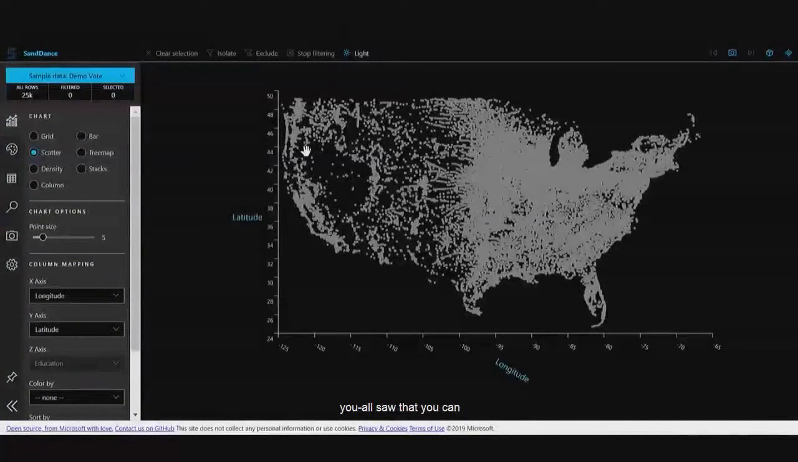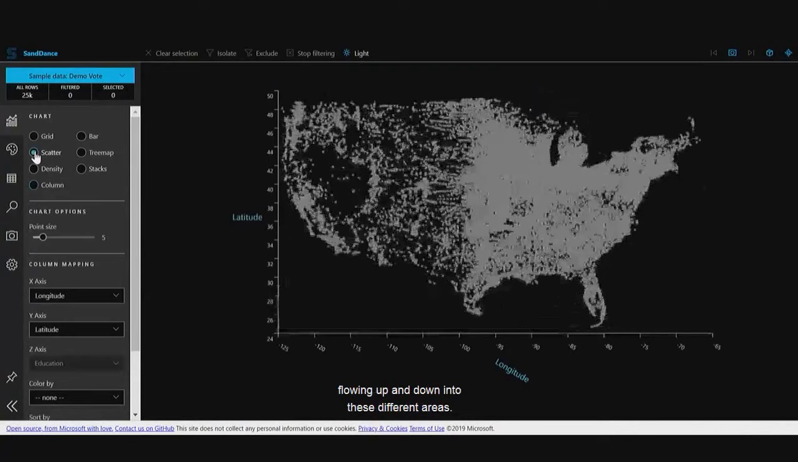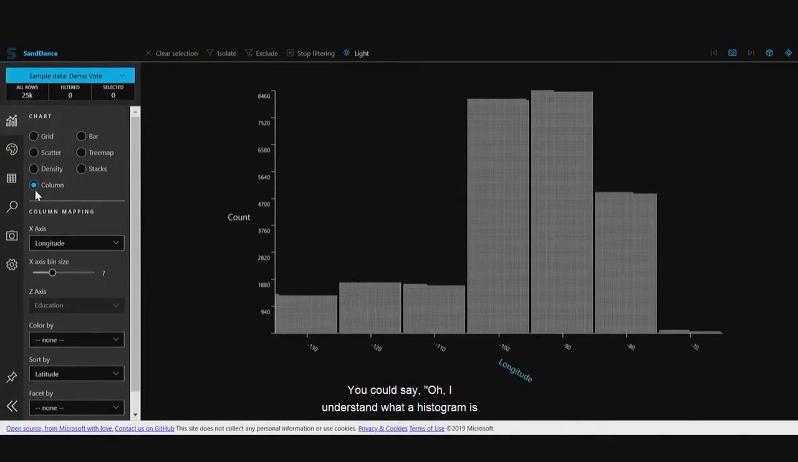Now, this isn't a map. This is just the longitude versus latitude, so there are projection issues and everything. But you can already see, okay, it's very recognizably the United States. And I can switch to, say, a column plot. This is essentially just a histogram by longitude. You can see all the points just kind of flowing up and down into these different areas. Now I understand what a histogram is, because it's really just counting up the number of points in each of those buckets.